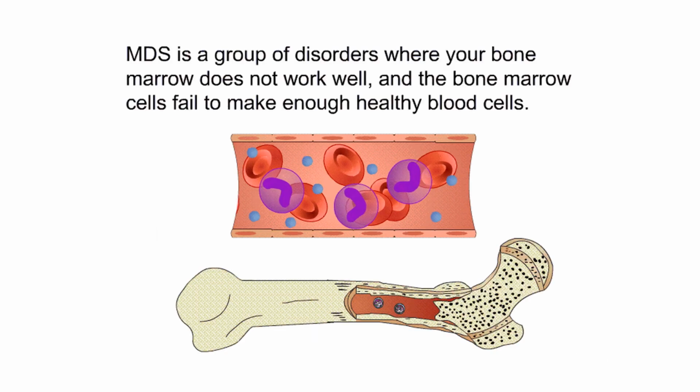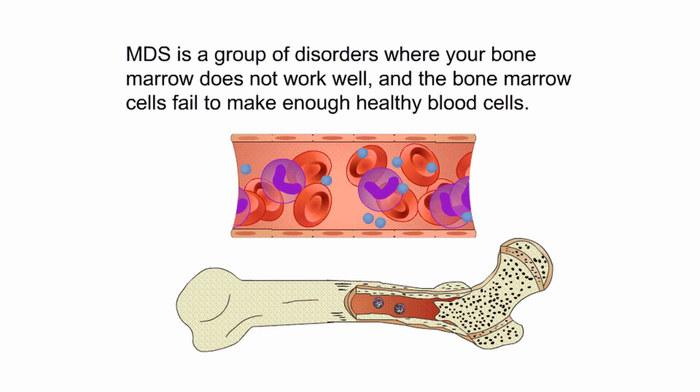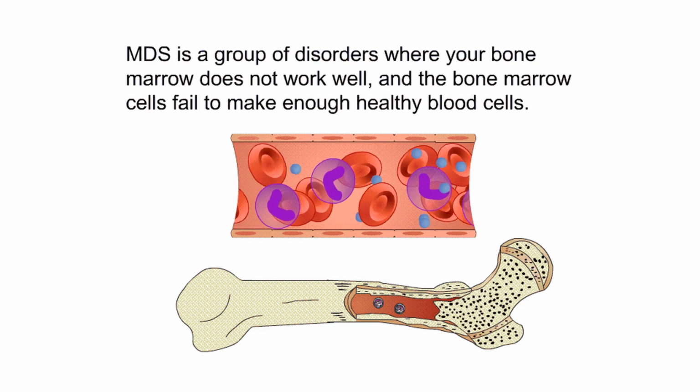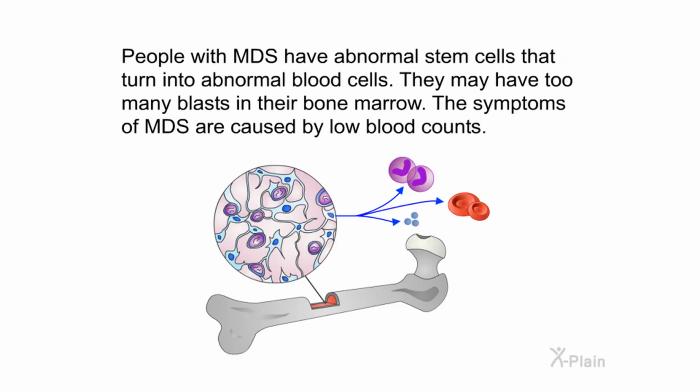Conclusion. MDS is a group of disorders where your bone marrow does not work well, and the bone marrow cells fail to make enough healthy blood cells. People with MDS have abnormal stem cells that turn into abnormal blood cells. They may have too many blasts in their bone marrow. The symptoms of MDS are caused by low blood counts.